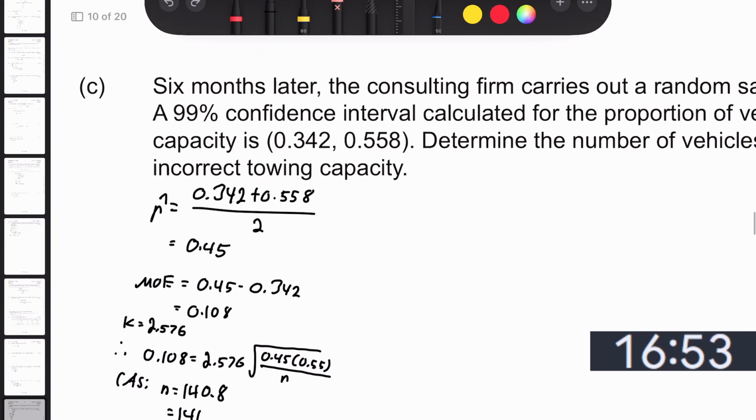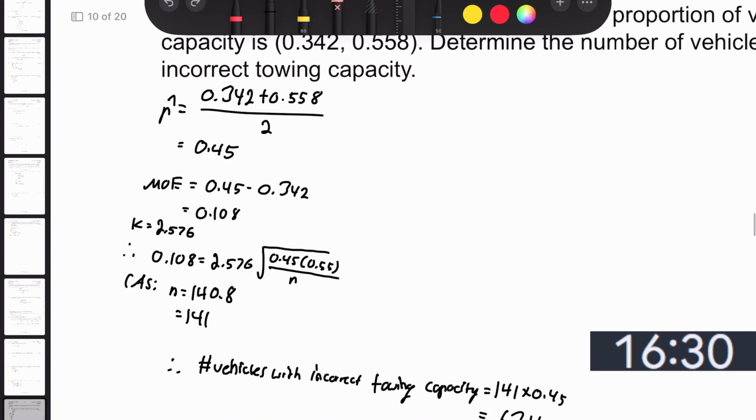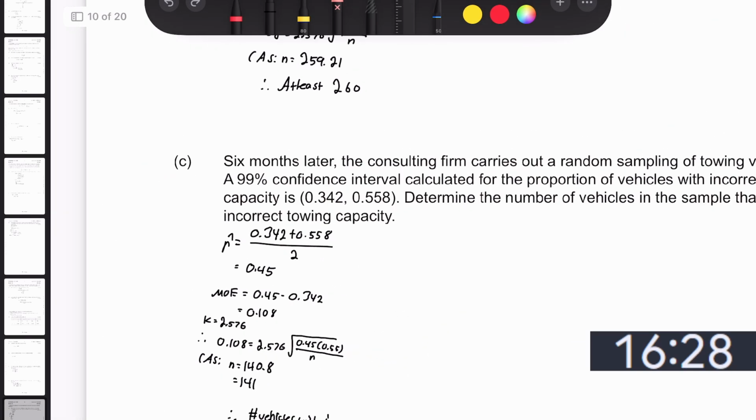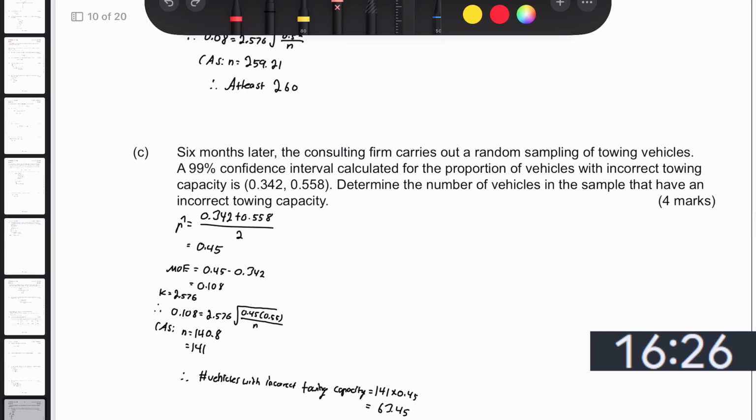This was a weird one because I couldn't find a nice number. 5/8 square root 0.55 over x. 99% confidence interval.